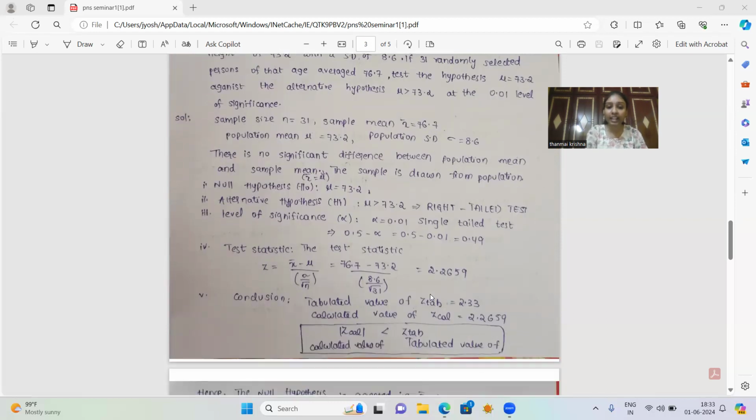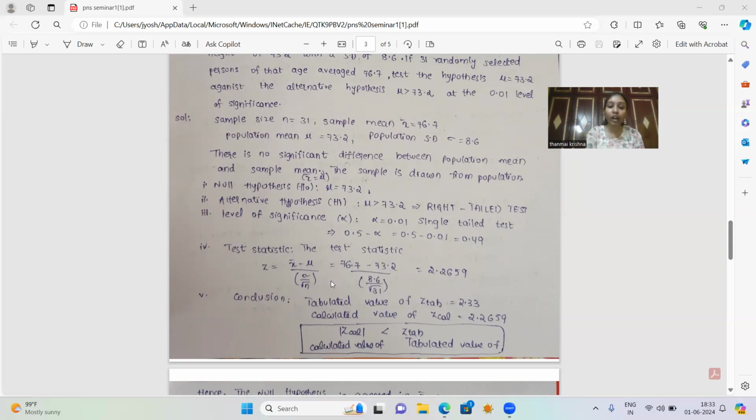Next, we need to find the test statistic. Since we know sigma, which is the standard deviation of the population, we are going to use the formula x bar minus mu by sigma by root n. So x bar is 76.7 minus 73.2 by sigma, which they have given as 8.6, by root 31, since the sample size is 31. By calculating this, we get 2.2659.